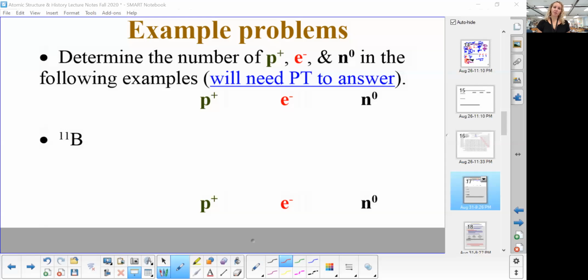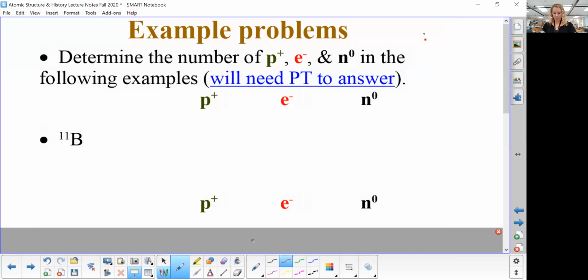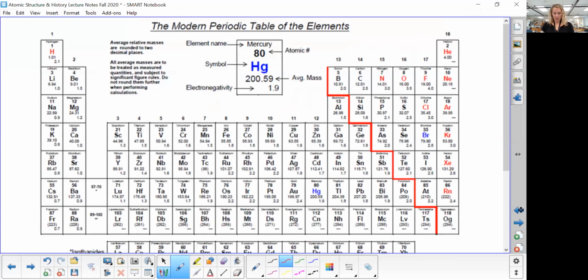This video is going to go over some example problems on how to use atomic and nuclear notation. You will need a periodic table in order to follow along, so make sure you have one. And we're going to look at boron-11. So you have to first find it.